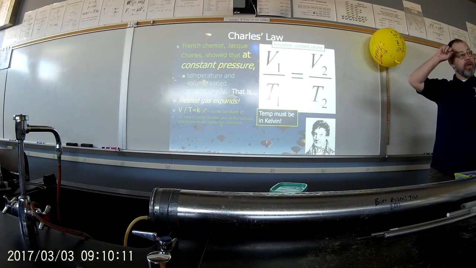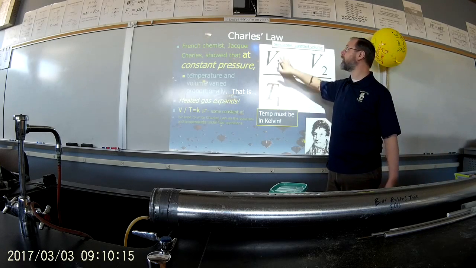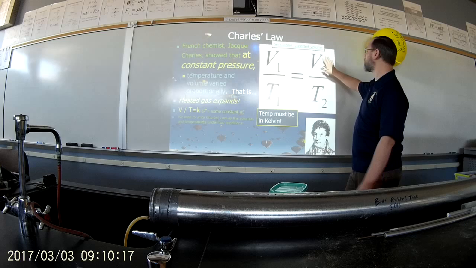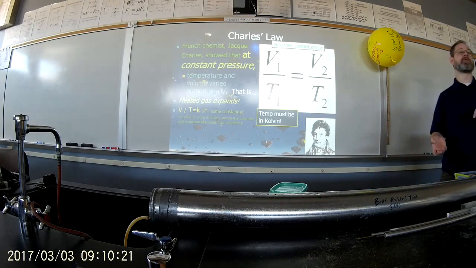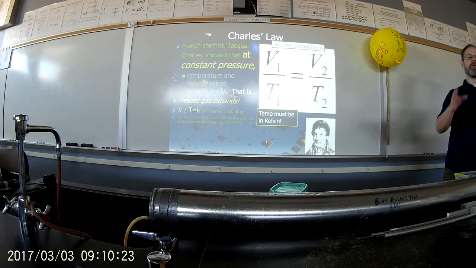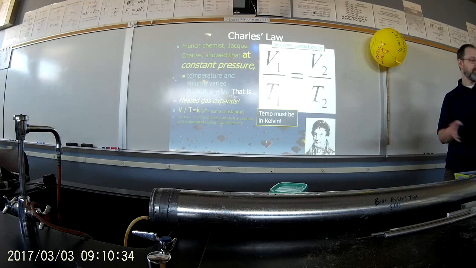Okay, so this is a relationship where we have a volume and a temperature at one circumstance and a volume and a temperature at another circumstance. And this is how we're going to use Charles' law. We're going to say you have a sample of gas at this volume and this temperature. Then you're going to change the temperature or change the volume, and you'll measure the other thing. You're going to change the volume and measure the temperature, or you're going to change the temperature and measure the new volume.